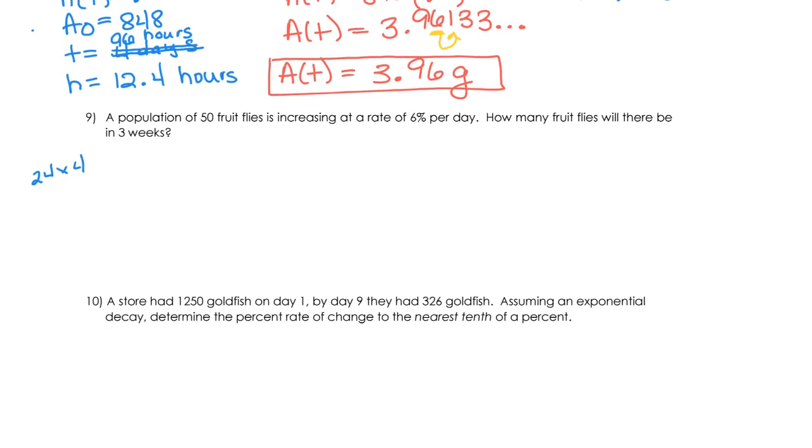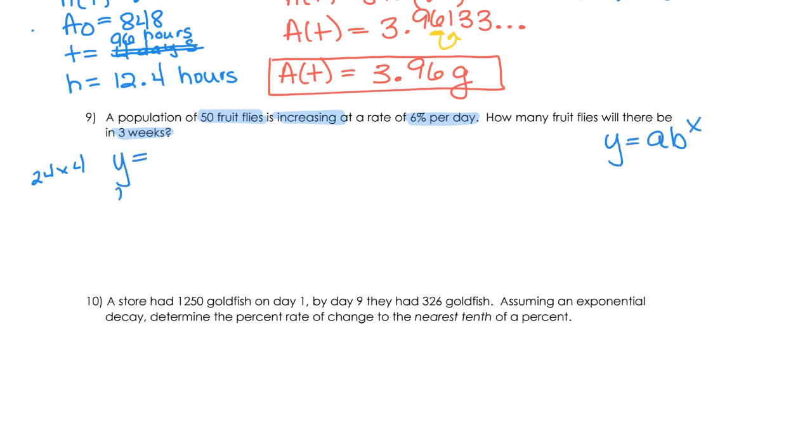And in number 9, it's talking about a population of fruit flies. So we have 50 fruit flies, and they said that they're increasing at a rate of 6% per day. How many fruit flies will there be in 3 weeks? What formula are we going to use? I don't believe we read the word compounded or continuously, or we did not read half-life. And so we're going to go back to using our first formula, y equals AB to the x.